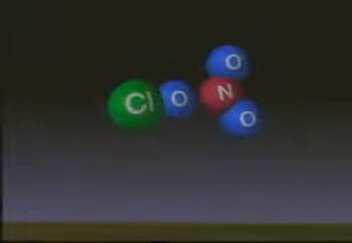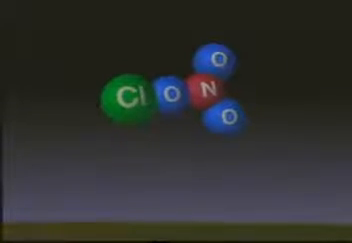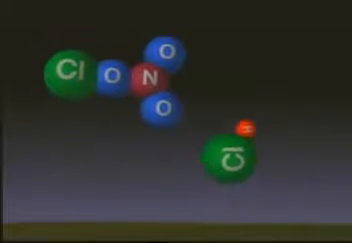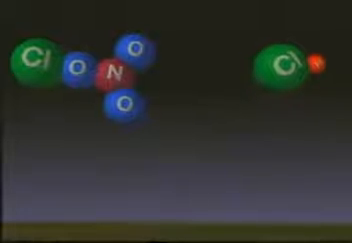Chlorine monoxide then combines with the radical nitrogen dioxide to form stable chlorine nitrate. Chlorine nitrate and hydrogen chloride are called reservoir gases for the chlorine radical. These reservoir gases usually contain more than 90% of the chlorine in the lower stratosphere.